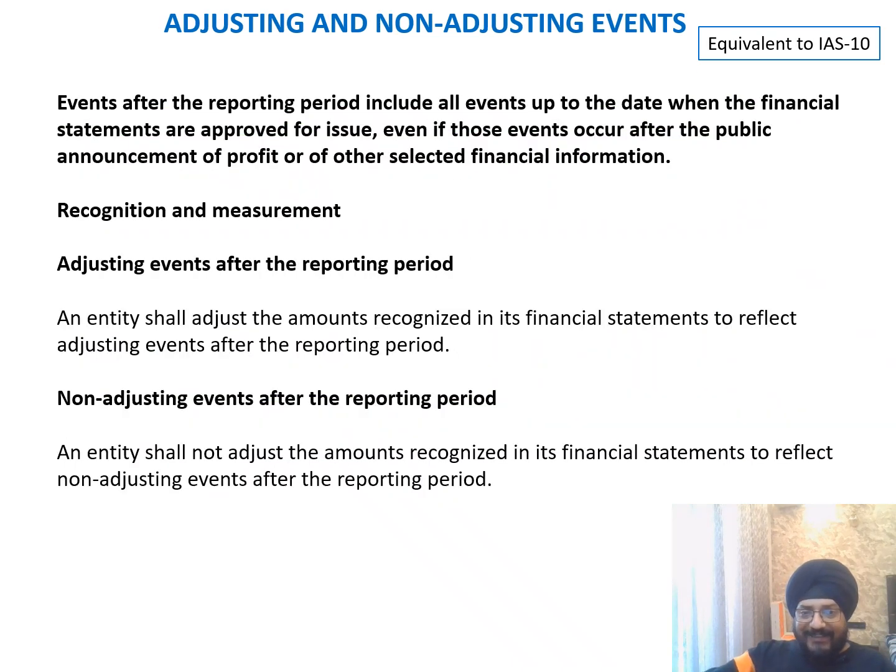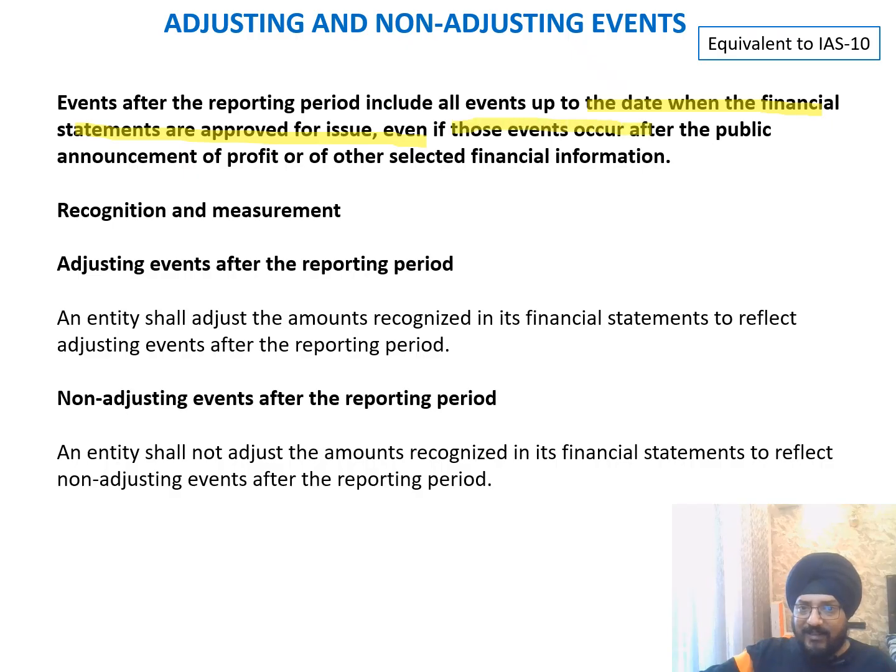Okay. So we'll speak about adjusting and not adjusting. We spoke about that, and now we'll quickly look at the recognition and the measurement of these in the financials. Events occurring after the reporting period include all the events up to the date when the financial statements are approved for issue. We have discussed that.